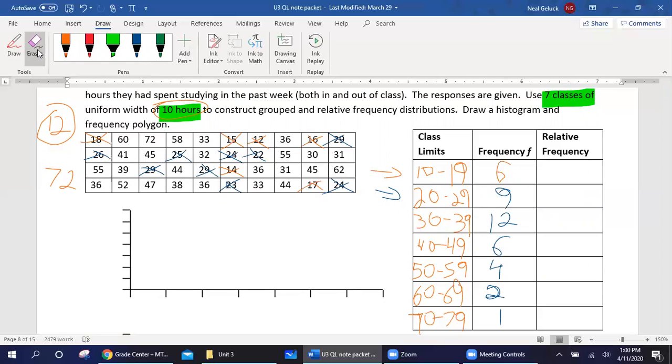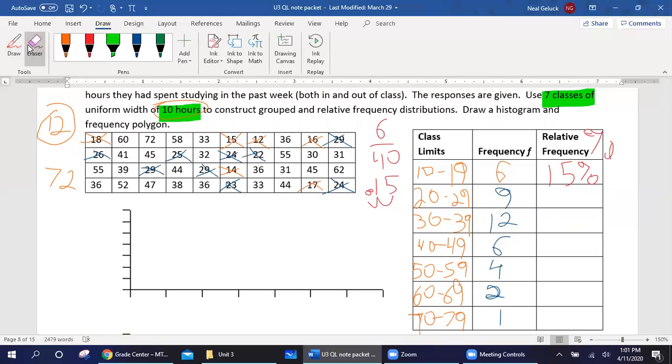Now on the next part, it also wants the relative frequency. This is basically the percentage of total. So the relative frequency is going to be a percentage. So basically you just have to figure out what 6 of 40 is as a percentage. You could divide that in your calculator. That would give you 0.15. Move the decimal place over twice, and you've got 15%.